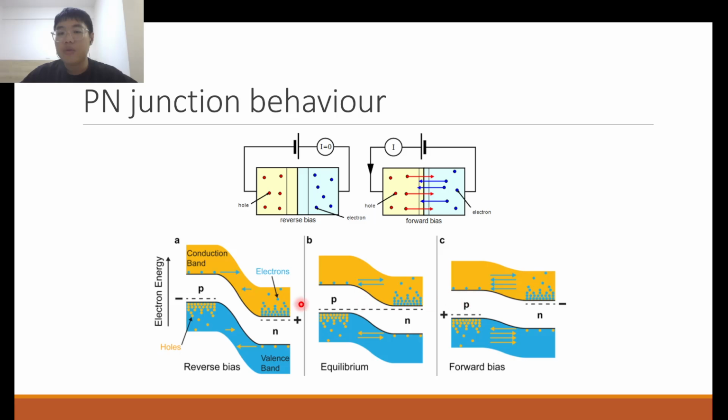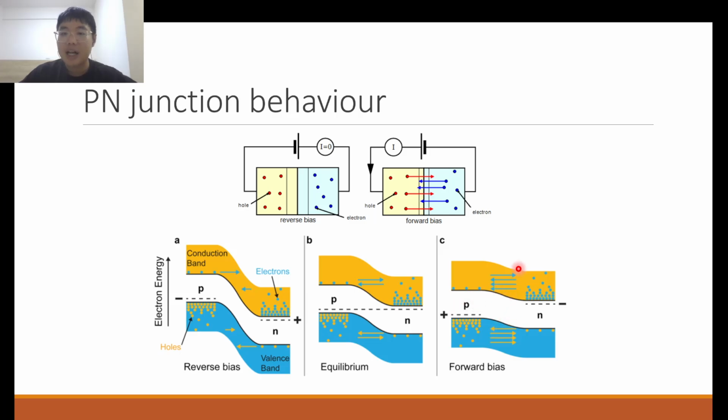So remember that when you apply something positive, it lowers electron energy levels because it makes electrons more stable. And when we apply a negative charge, or negative potential, it increases the electron energy level. So that's why in forward bias the curves become more gentle.